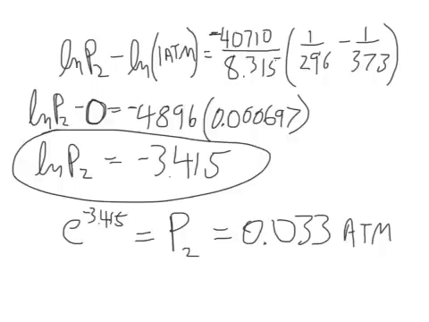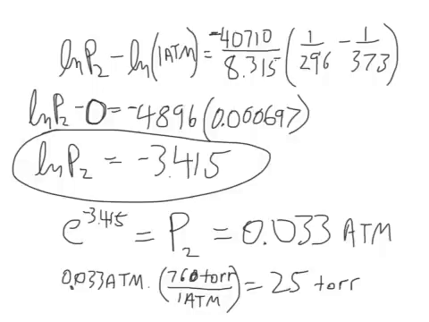And if we're curious, we can convert that to torr. There's 760 torr in 1 ATM, so that's our conversion factor, and we get 25 torr as our answer.